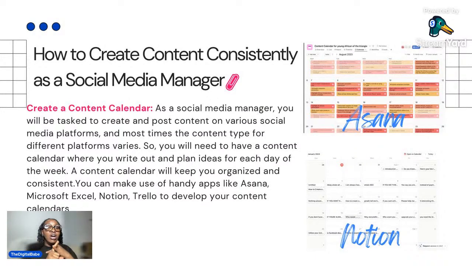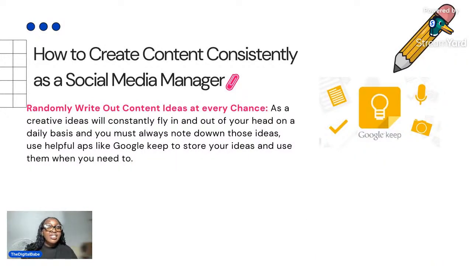You can make use of apps like Asana. You can make use of apps like Microsoft Excel. You can make use of apps like Notion, like Trello, and all of that, right? So if you want to create content consistently as a social media manager, I advise that you make use of content calendars, right? And then second point, randomly write out content ideas at every chance.